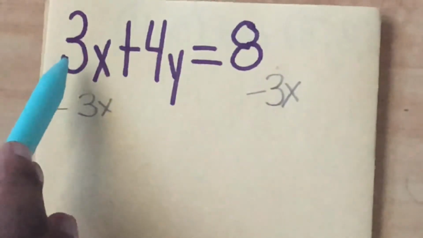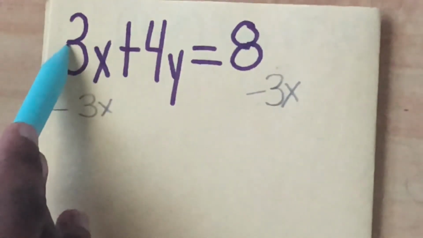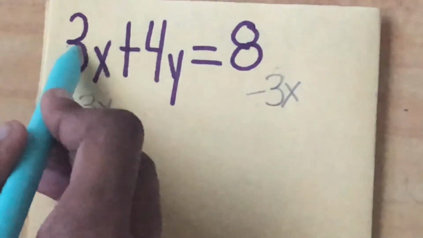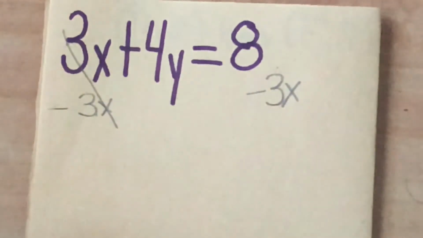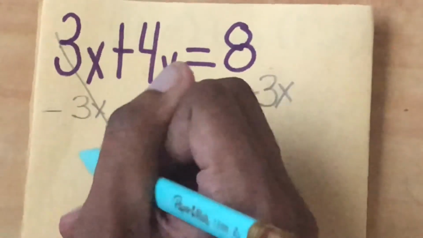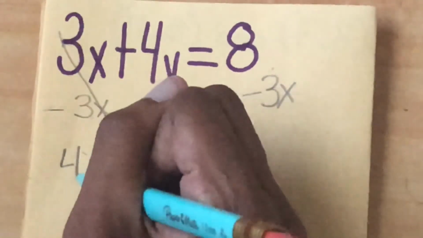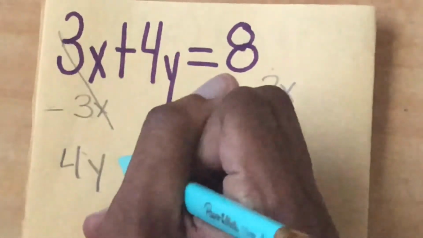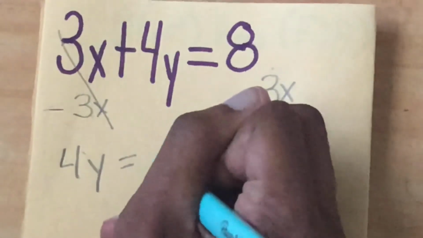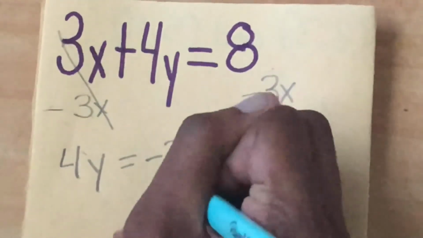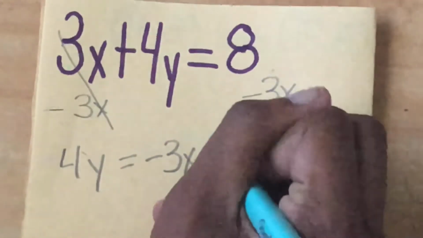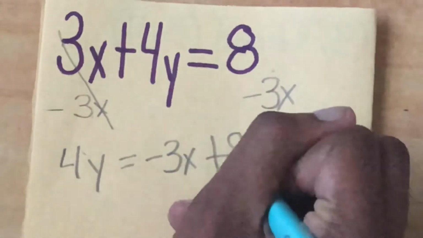So now we have positive 3x minus 3x, which would give you 0. So I'm going to cross it out. And now it's over here. So I'm going to rewrite our new equation to be 4y equals, and I'm going to put this negative 3x first. So negative 3x, and since this is a positive 8, plus 8.